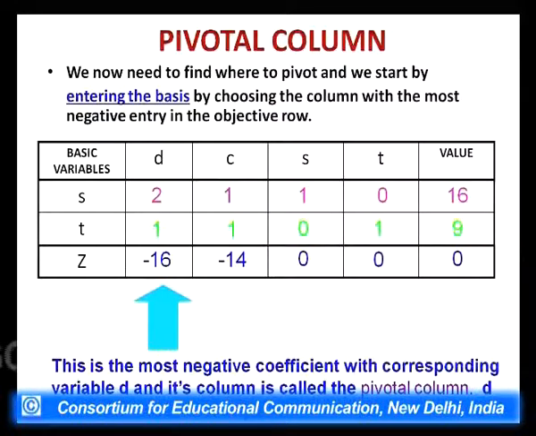This is the most negative coefficient with corresponding variable D, and its column is called the pivotal column. D will be the entering variable. What is the variable in this particular column? This is the pivotal column, so D is the variable, and D will be called the variable which is entering, and this tells us only this information. This is the pivot column and this is the entering variable.